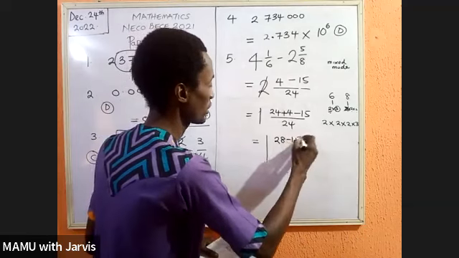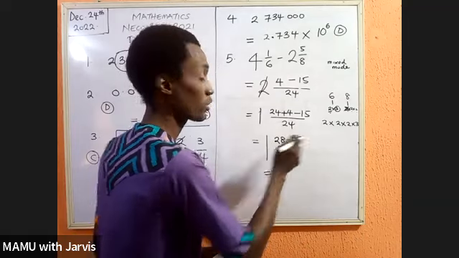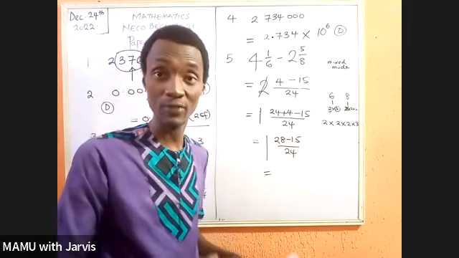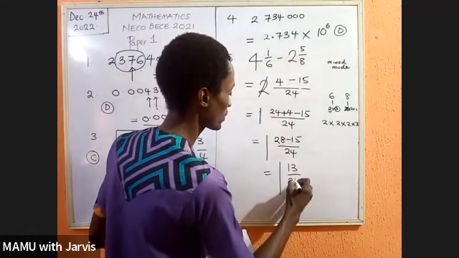28 minus 15, all over 24. So what is 28 minus 15? That will give me what, 13, if I've done my maths right. And that will be one whole number, 13 over 24.